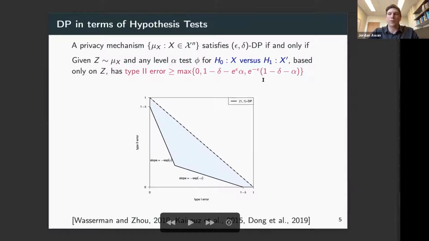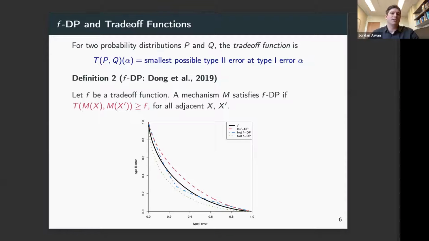In this plot, we have the type 1 error on the x-axis, type 2 on the y-axis. The point 0, 0 would mean no privacy. We can perfectly tell whether we start with X or X prime. And the line y equals 1 minus x is perfect privacy, where we can't tell anything. So this blue region is the set of valid type 1, type 2 errors that would give us privacy. But once we look at it from this perspective, we might ask, well, why should we use a piecewise linear lower bound? Why not a different one? So this is formalized in what's called f-differential privacy.